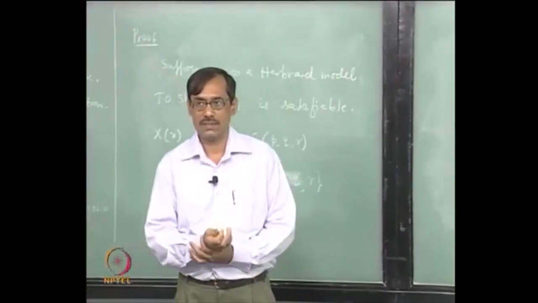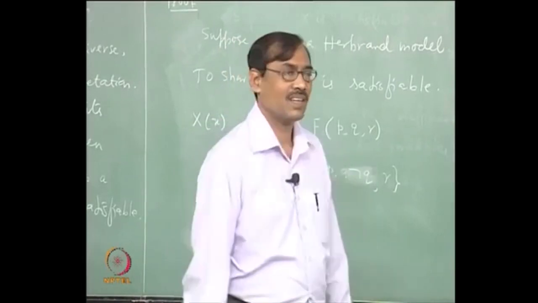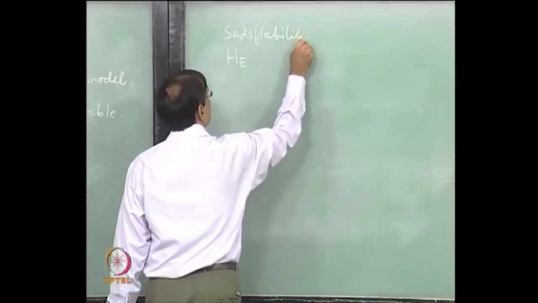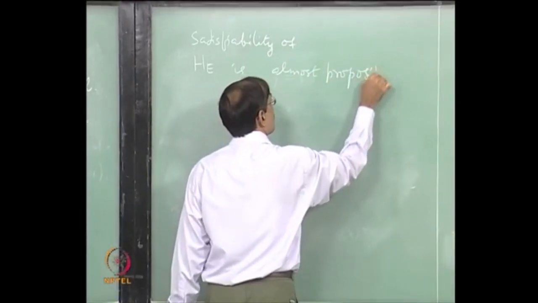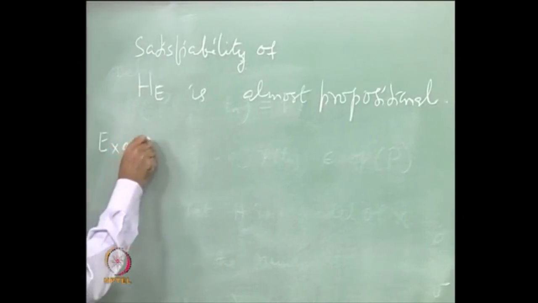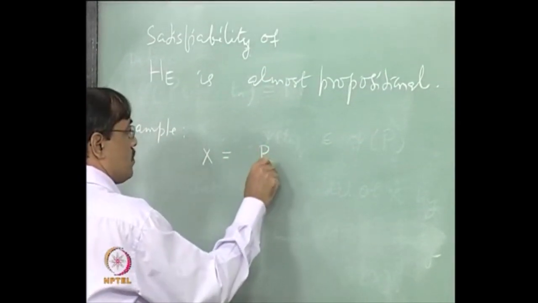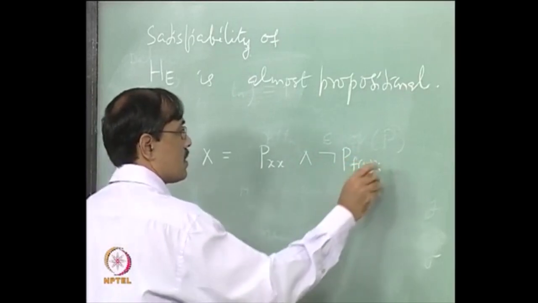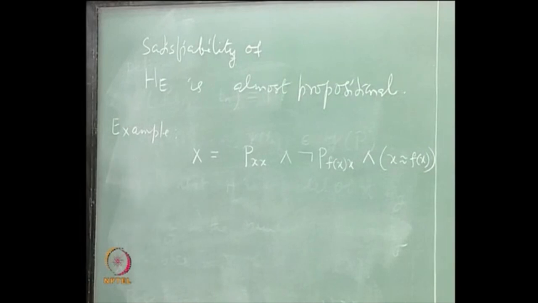There is one hitch in this. H is almost propositional, satisfiability of H is almost propositional, okay. Let us write why I am saying almost: satisfiability of H is almost propositional. We will see the reason why almost, let us take one example. Say X is equal to P(x,x) and not P(f(x),x) and x is equal to f(x), okay. Suppose this is my X.